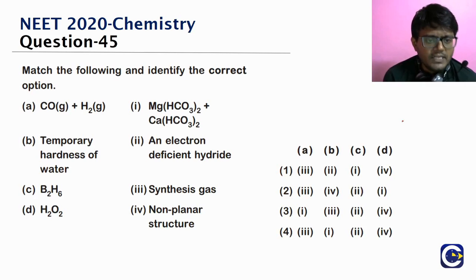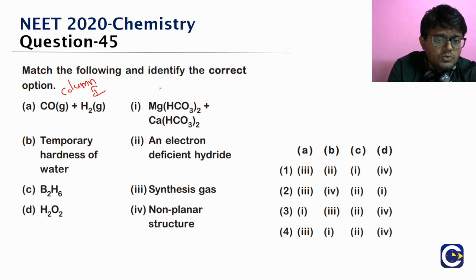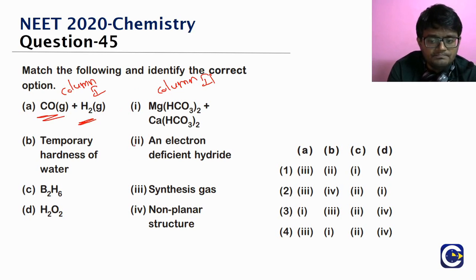Next we have question number 45. Match the following and identify the correct option. So we have to match column 1 with column 2. In column 1 we are given the compounds, and in column 2 we have either the characteristics or the description. So look at it. What is column 1? CO plus H2. A mixture of CO plus H2 is what we call synthesis gas or syn gas, isn't it? So A should be matched to 3.